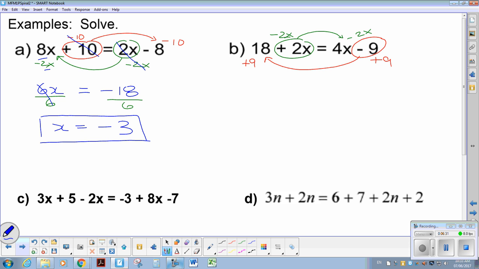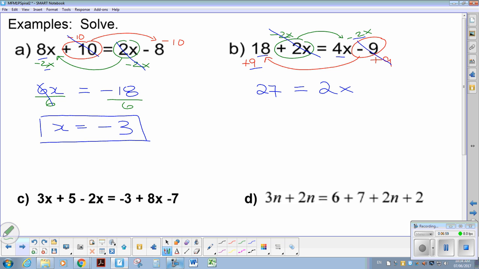So what do I have left? I have like terms, 18 and 9. So if I add those together, I get 27. The negative 2x and the positive 2x, they cancel each other out. They undo each other. Equals 4x, take away 2x. That leaves me with 2x's. Negative 9 plus 9. Well, that cancels it out. Now I have 27 equals 2x.